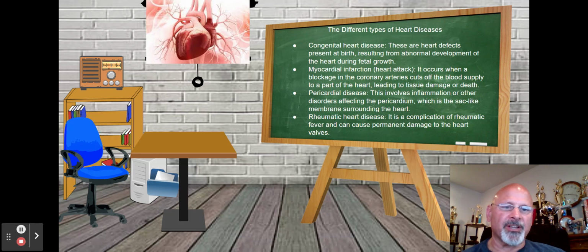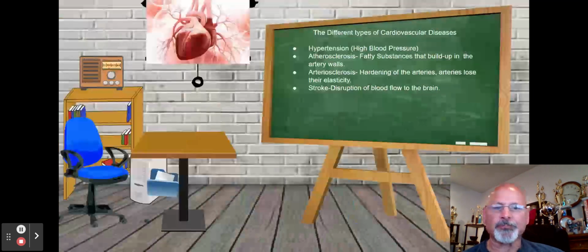Myocardial infarction, or heart attack, occurs when a blockage in the coronary arteries cuts off the blood supply to part of the heart, leading to tissue damage and death. Pericardial disease involves inflammation or other disorders affecting the pericardium, which is a sac-like membrane surrounding the heart. Rheumatic heart disease is a complication of rheumatic fever and causes permanent damage to the heart valves.